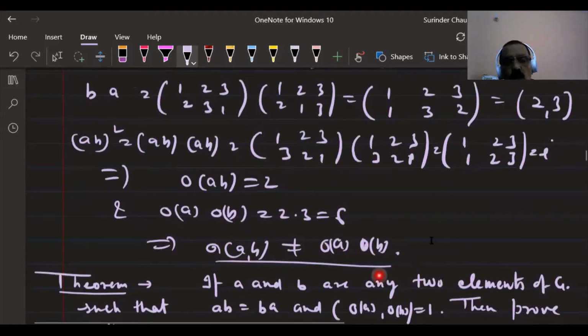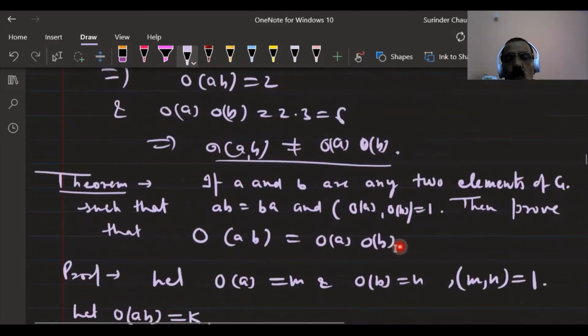Then under what condition will the order of AB be equal to the order of A into the order of B? Now we'll prove a theorem based on this. If A and B are any two elements of G such that AB is equal to BA, and the order of A and the order of B are relatively prime, then prove that the order of AB is equal to the order of A into the order of B.